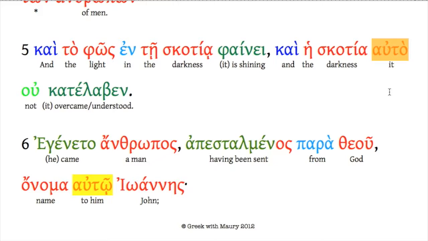Now remember, auto could be either nominative or accusative. That's always the case with the neuter. Remember that the nominative and accusative forms are always the same. So you have to go from context. Well, here it's pretty clear. The darkness is not overcoming it. So it is receiving the action. This is accusative case. We know too, by the way, that we wouldn't translate this, the darkness did not overcome him or her, because this is the neuter form. So we're talking about it.